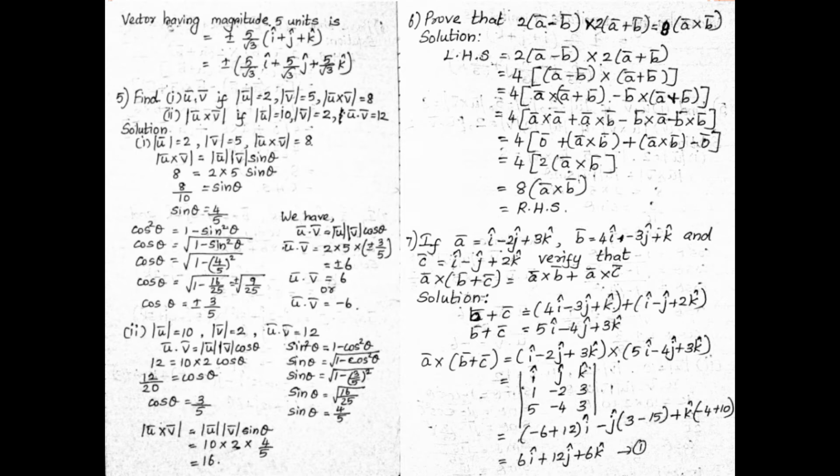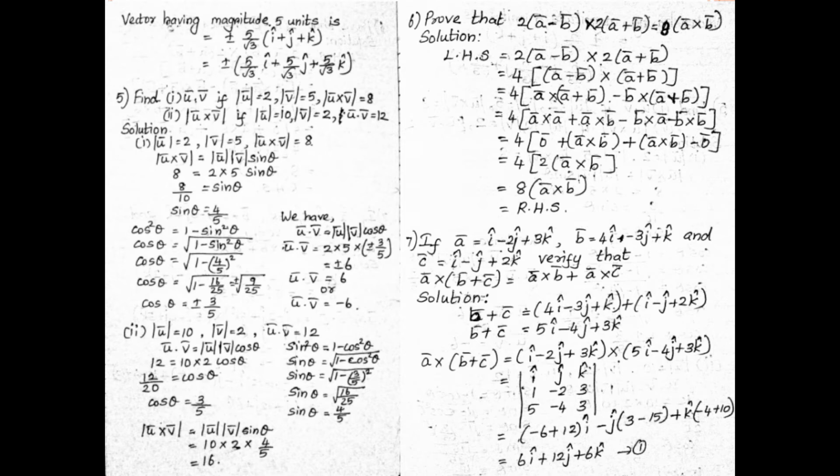We have u vector dot v vector is equal to magnitude u into magnitude v cos theta. Therefore u vector dot v vector is equal to 2 into pi into plus or minus 3 upon pi, which is equal to plus or minus 6. Therefore u vector dot v vector is equal to 6, or u vector dot v vector is equal to minus 6.